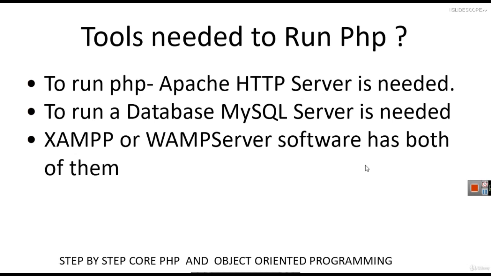So hello friends and welcome once again to our step-by-step core PHP and object-oriented programming course. In this part we are discussing tools needed to run PHP. To run PHP, Apache HTTP server is needed, and to run a database, MySQL server is needed. Either you can install these things separately, or you can install something like XAMPP or WAMP server software that has both of them pre-installed.